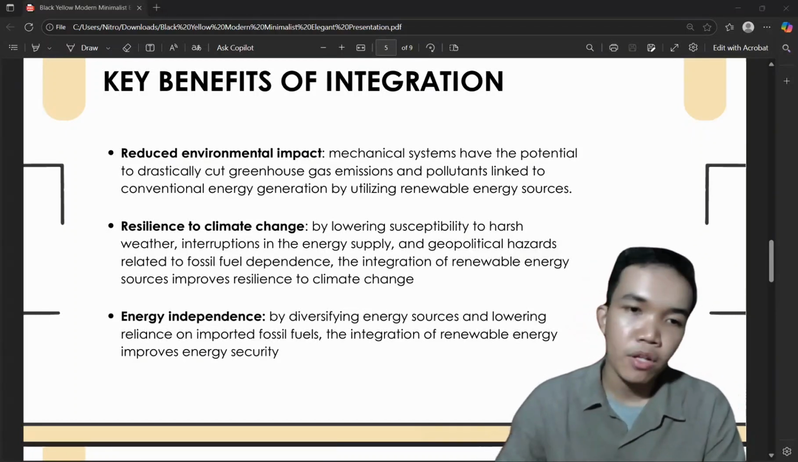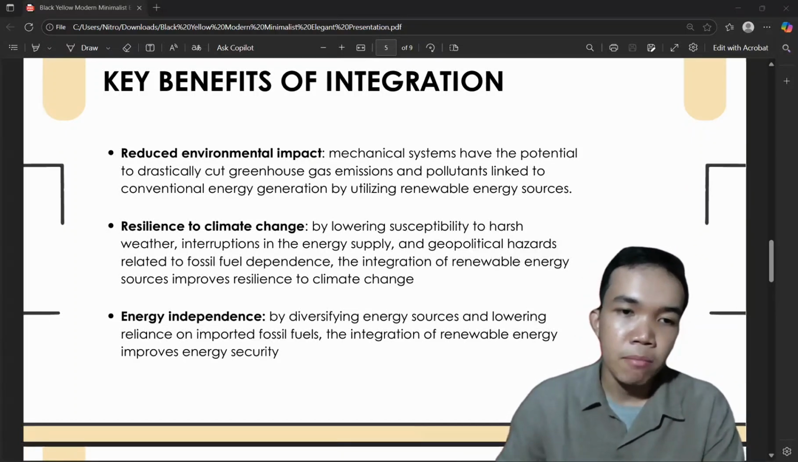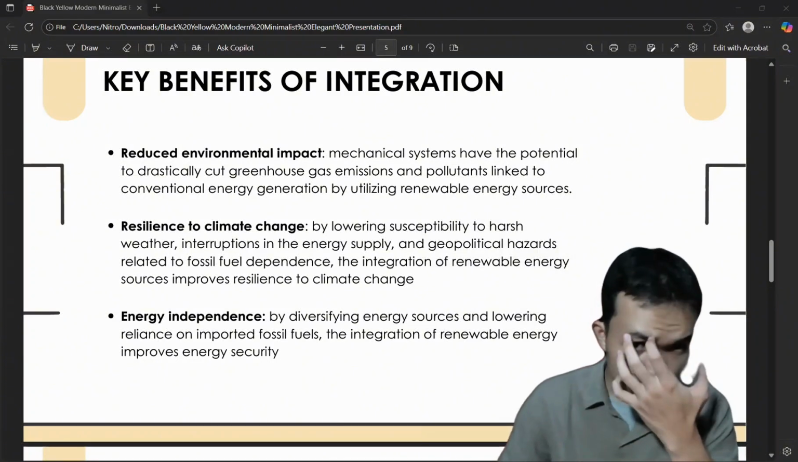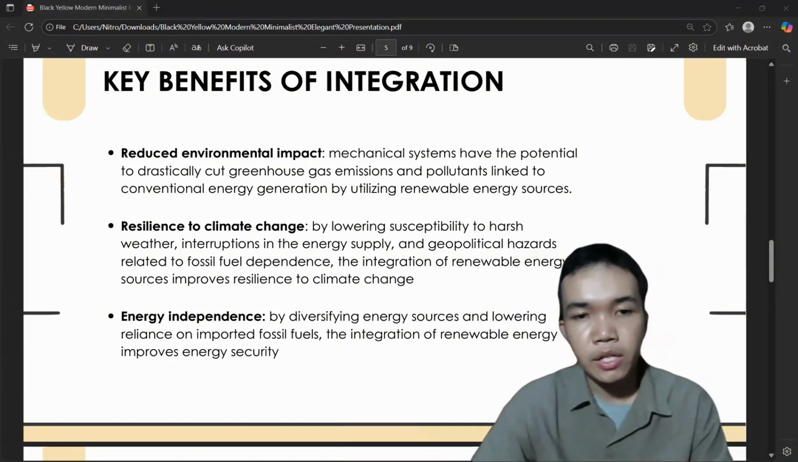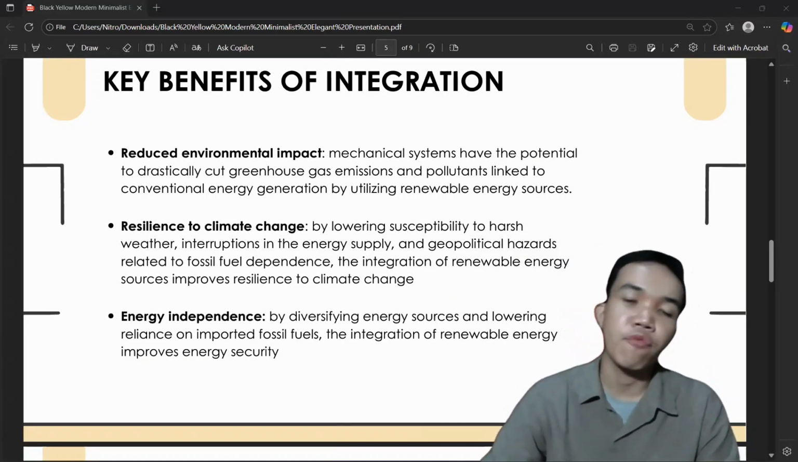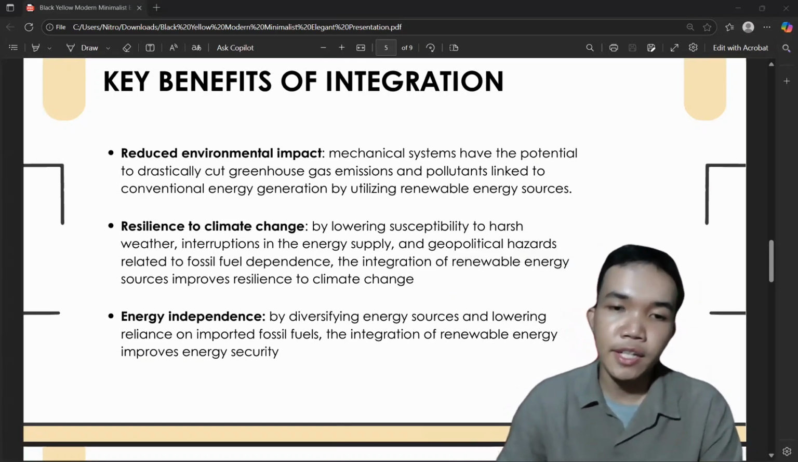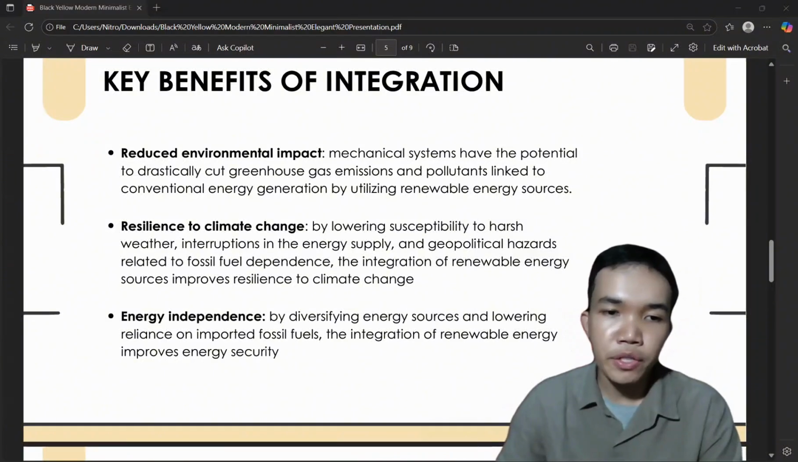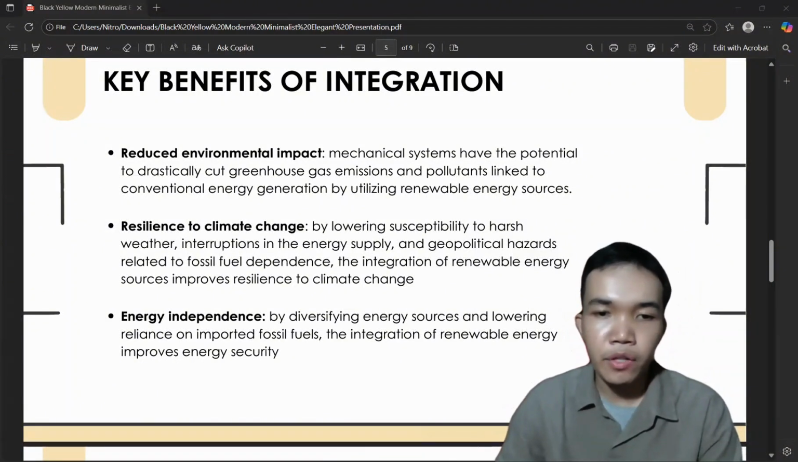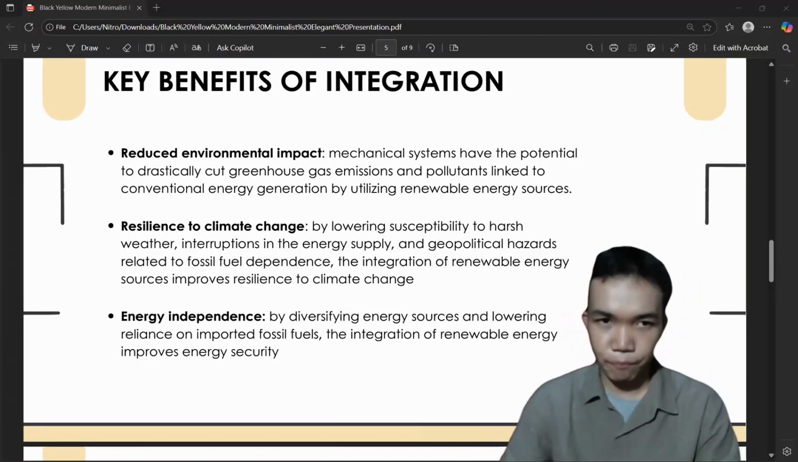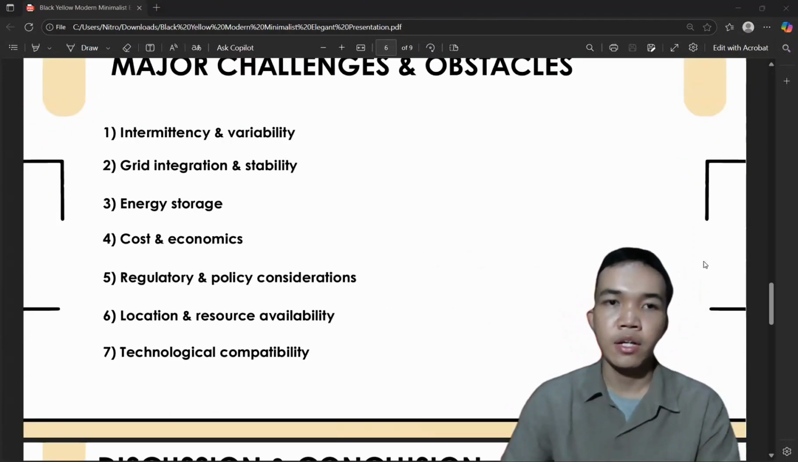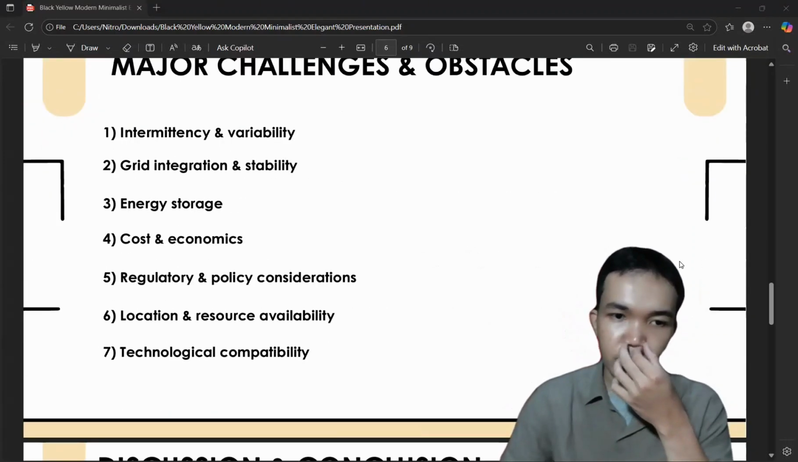And three, energy independence. By diversifying energy sources and lowering reliance on imported fossil fuel, the integration of renewable energy improves energy security. Renewable energy powered mechanical systems can function without the need for centralized power grids, increasing community and company energy autonomy and resilience against disturbance. Okay, the next slide, major challenges and obstacles.